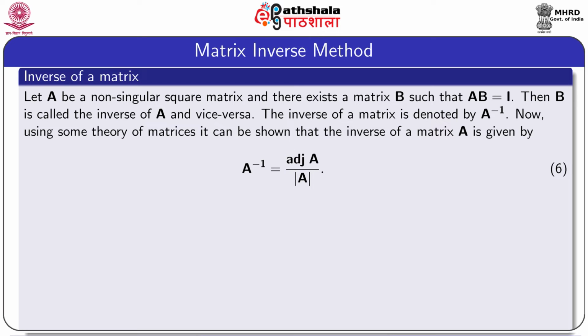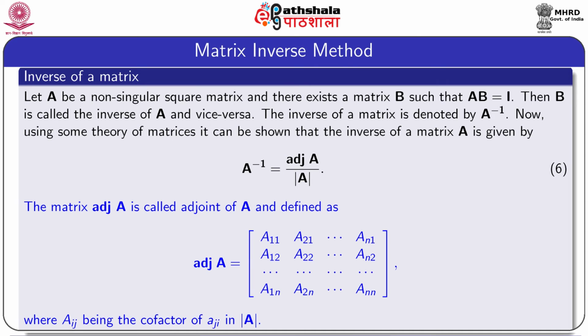It is well known that the inverse of a matrix is denoted by A power minus 1, and from linear algebra we know that the inverse of A, that means A inverse, equals adjoint A divided by determinant A, where adj A is called the adjoint of the matrix A and is defined by this. Note that capital A_ij is the cofactor of the element small a_ji in the original matrix A or the corresponding determinant det A.